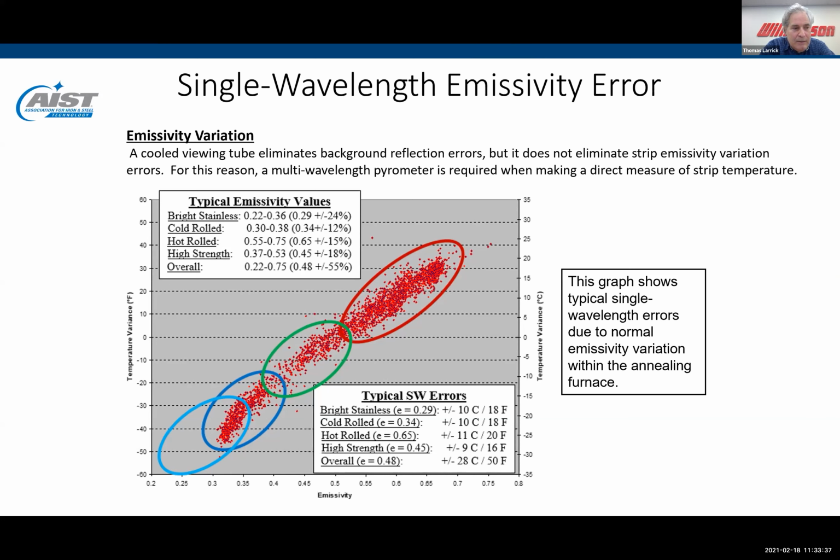The emissivity scale is shown on the bottom of the graph, and then on either side of the graph are the temperature errors that are associated with that type of an emissivity variation. If we were to just assume that the emissivity is 0.45 or something like that, then that shows the error that you would get as the emissivity varies. So how do we compensate for this?